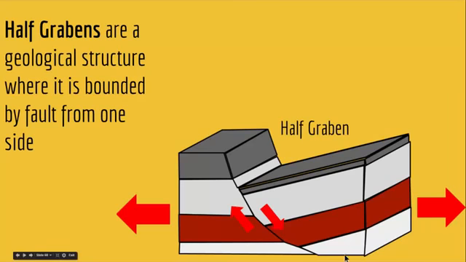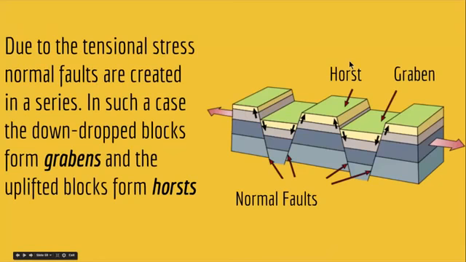Since you don't have any normal fault on the other side for the footwall to go up and this hanging wall to go down, we have half grabens where the structure is bounded by a fault on one side, and we have horsts and grabens where the structure has multiple normal faults and the depressed parts are called grabens and the uplifted parts are called horsts. Okay, so this is about normal faults where the hanging wall moves down and the footwall goes up.